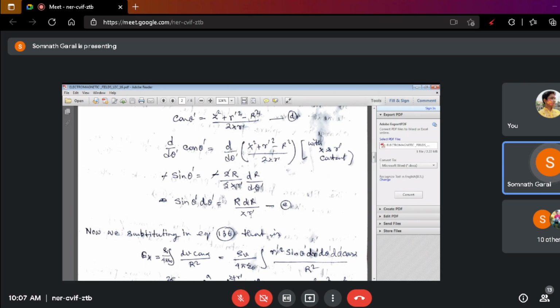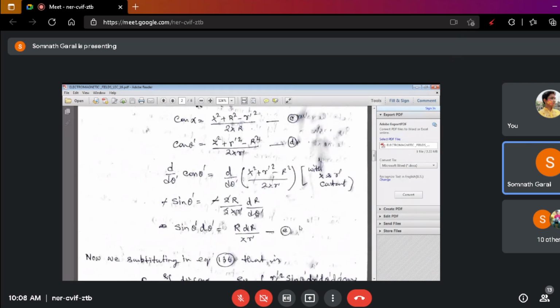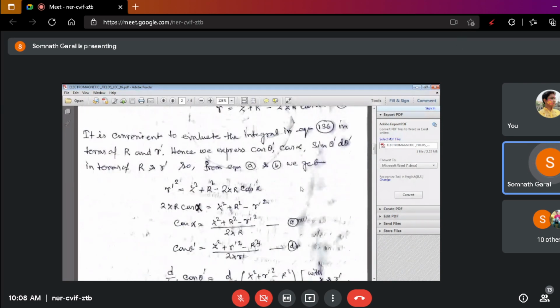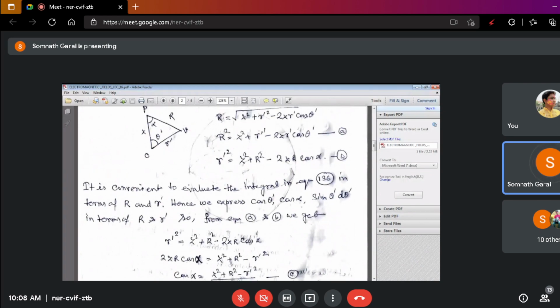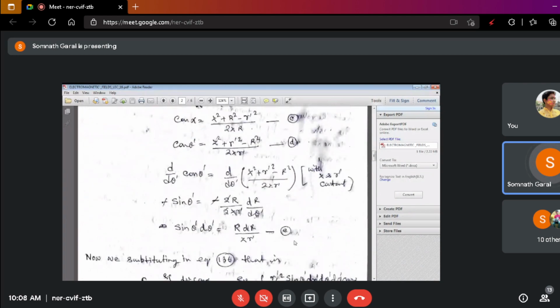Clear so far? Any doubt? This is equation number E. Clear? Up to this part? Okay. Now, you have to consider these equations A, B, C, D and E.